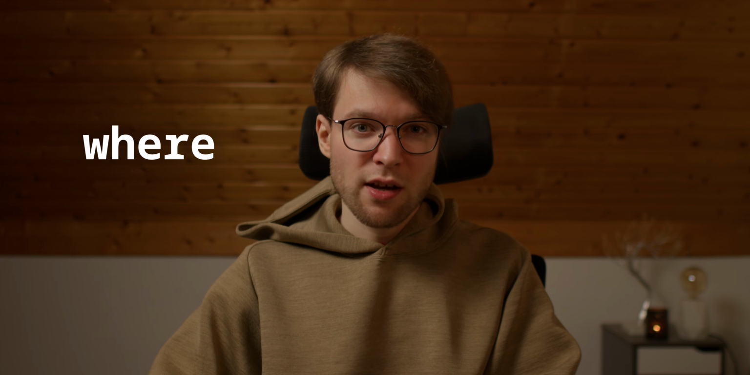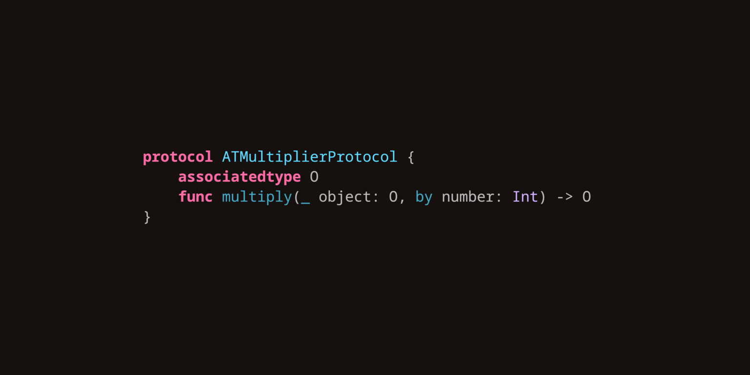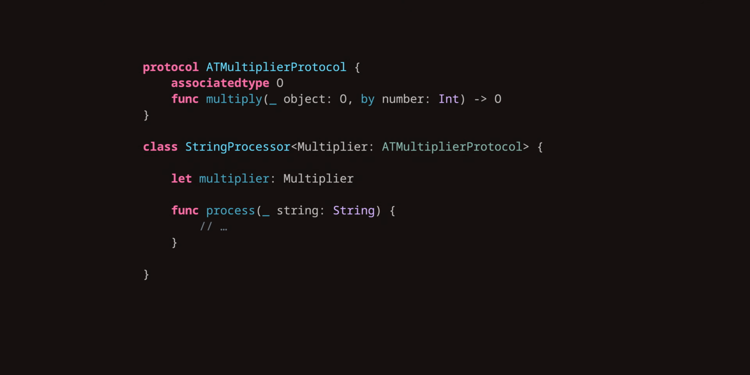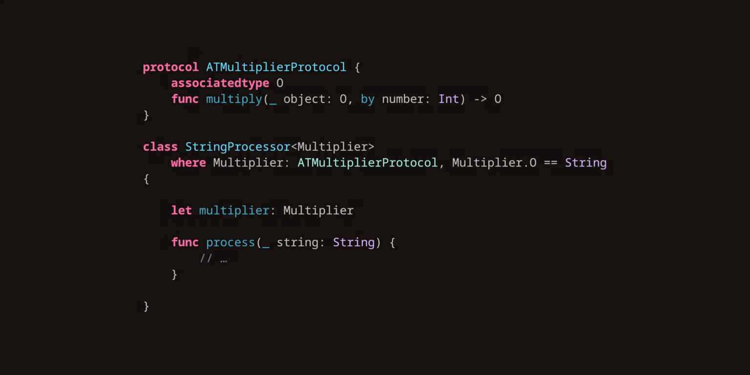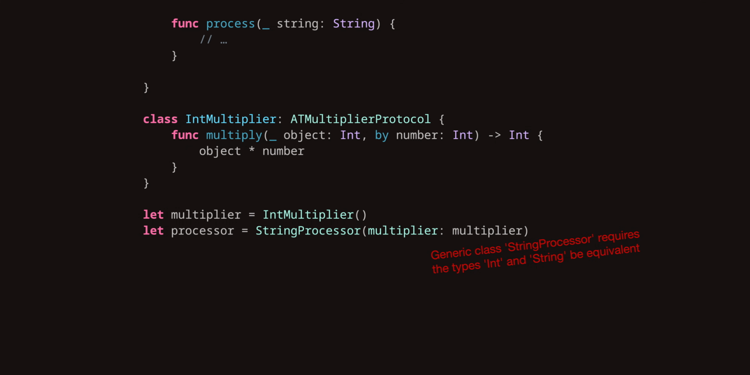The where keyword is an alternative way to declare generic constraints. But unlike the angle brackets, where constraints let you be more specific. When you declare the generic type's constraints using the where keyword, you can also constrain its associated types. In that earlier video, I demoed associated types using the concept of an object multiplier. Now suppose you're working on a class that uses that object multiplier, but only for strings. Using a where constraint, you can design this class in a type-safe manner by ensuring that the multiplier's associated type can only be a string. You won't be able to use any other implementation of the protocol.